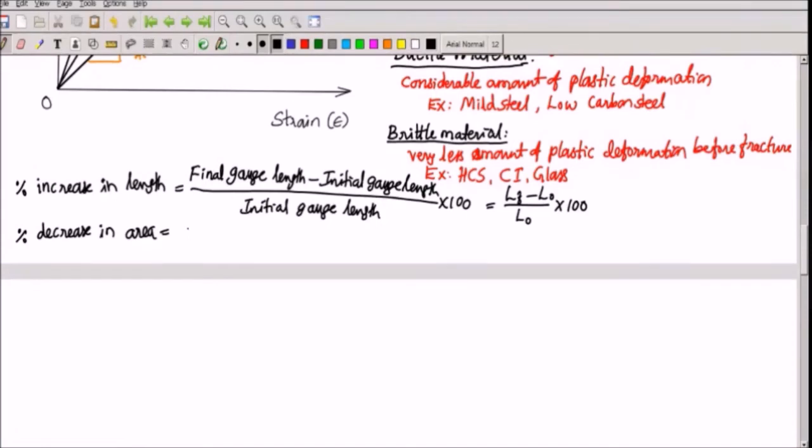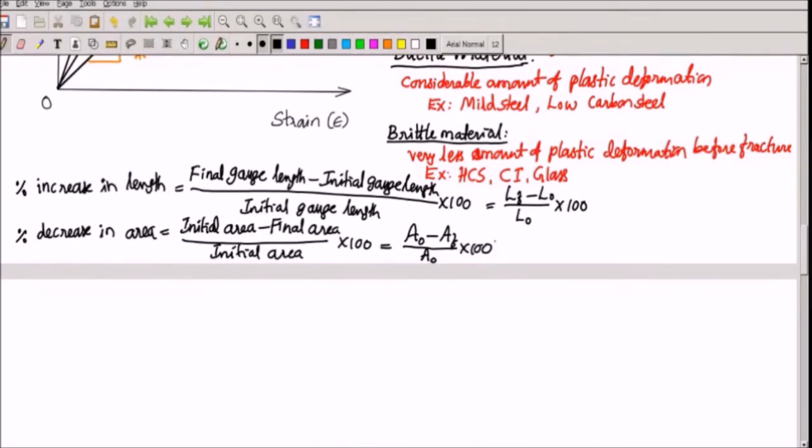So the equation used for calculating this percentage decrease in area is initial area minus final area, because initial area will be more than the final area, divided by initial area into 100. Or in the mathematical form, I can write it as A naught, initial area, minus AF divided by A naught into 100. This is another parameter. It's called percentage decrease in area.